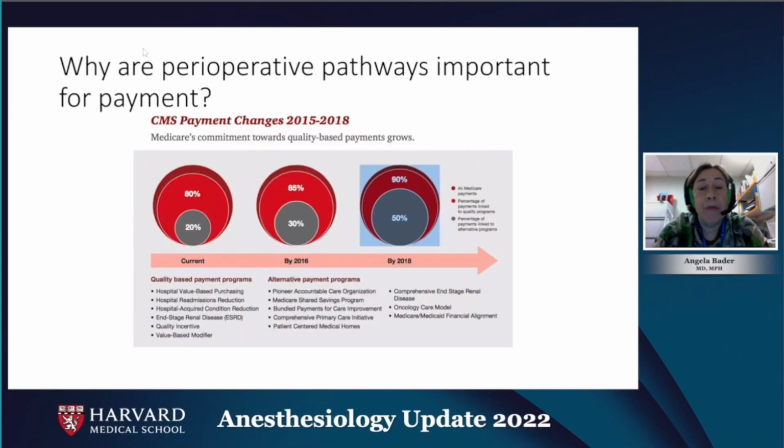Why are these type of pathways important for payment? So we've talked about changing from volume to value, looking at bundles, looking at episodes, thinking about different hierarchies of outcomes. Well, insurance companies, particularly Medicare, is becoming increasingly committed towards quality-based payments. And this slide shows for both medical and surgical conditions, Medicare has a number of programs which are shifting towards value-based payments. So we need to start thinking about this as anesthesiologists and working with our hospitals and institutions and coming to the table in multidisciplinary ways to think about these new ways of defining value and how payment will be based on these new ways.